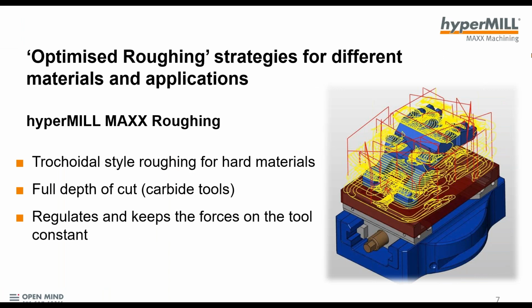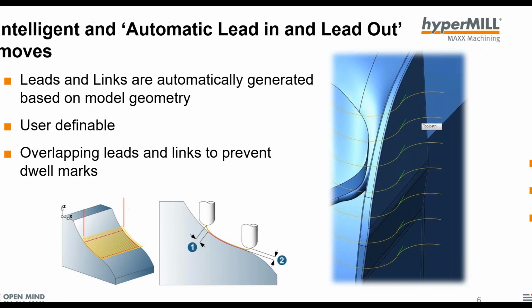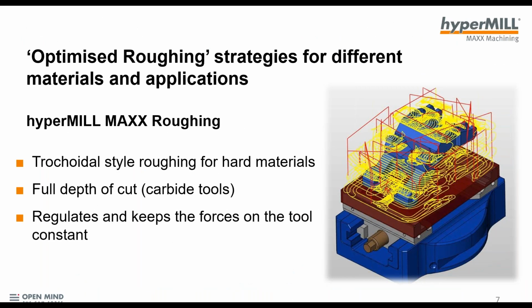I'm just going to go back one slide. Apologies. Okay, so we all know that trochoidal roughing, or max roughing, as it's known in hyperMILL, has really been around for a number of years now, especially within hyperMILL, and it's a very good method for machining hard metals with carbide tools using the full depth of the flute.